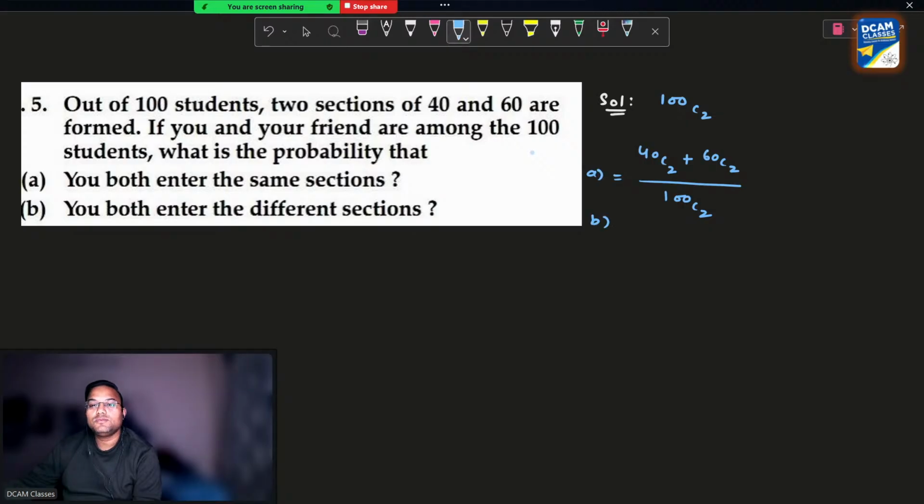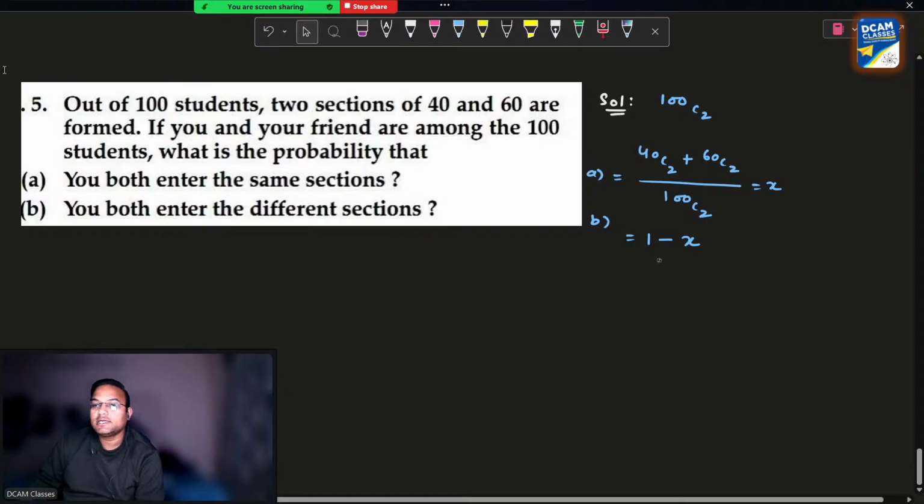For case B, you both enter the different section. Total exhaustive cases will be 1 minus the value that you have found above. 1 minus x will give you all those cases in which you both are not in a single section. Correct? You understood my reasoning?